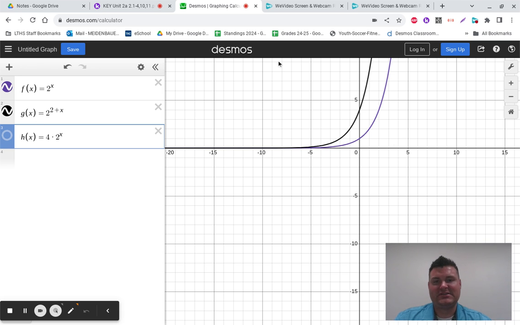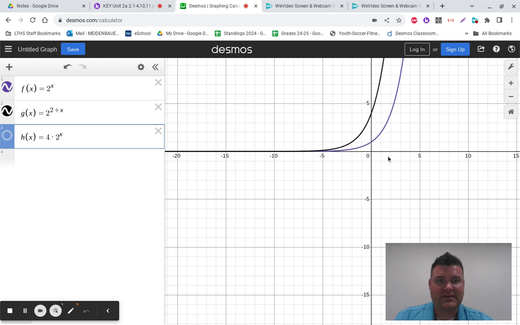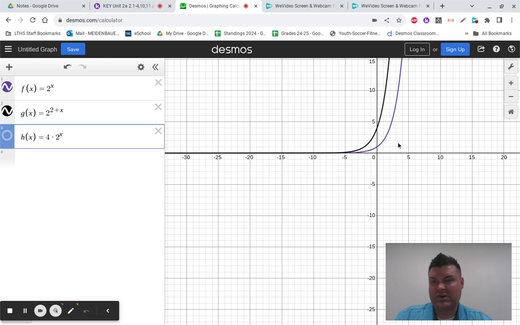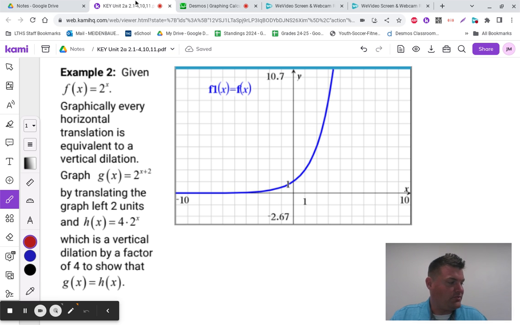So that's all that example is just kind of getting you to visualize that for exponentials, vertical dilations can very easily be a horizontal translation. Okay.